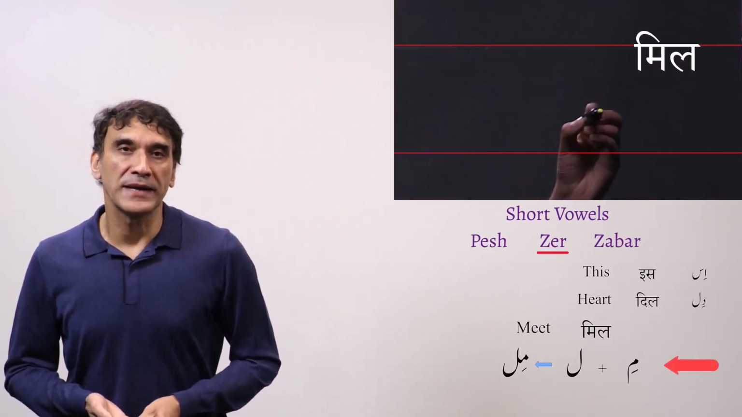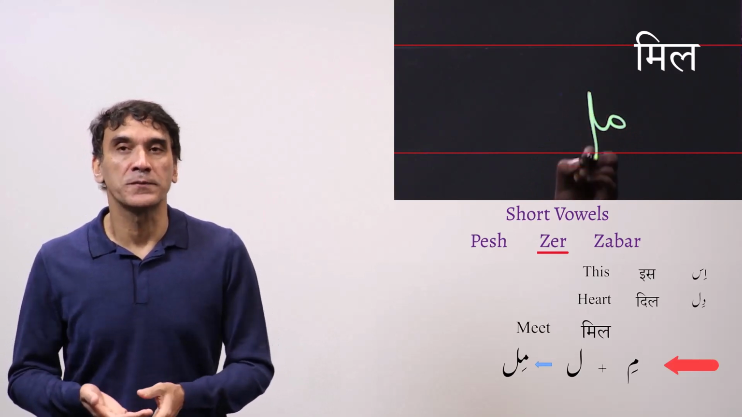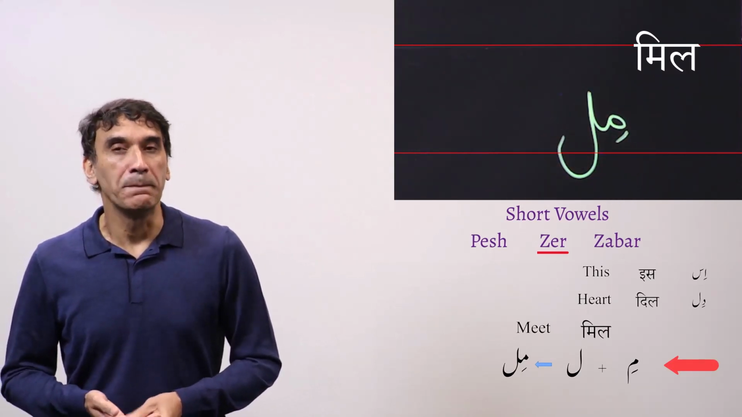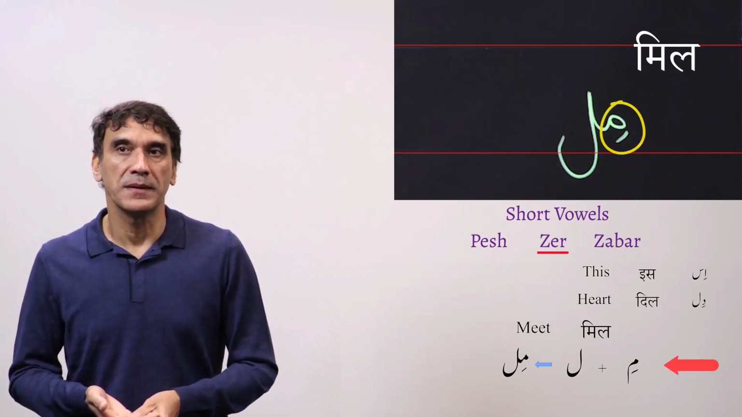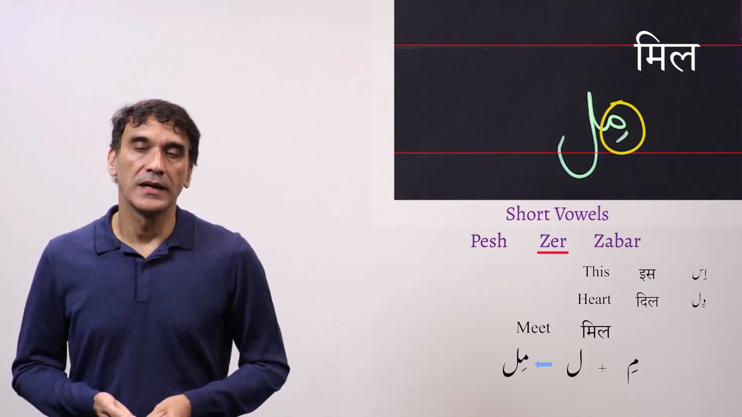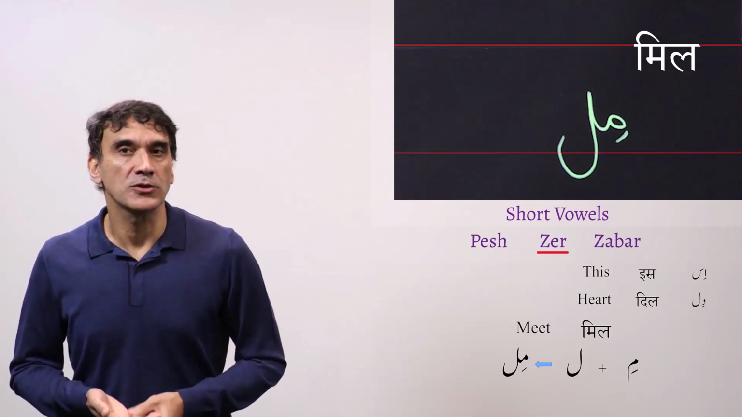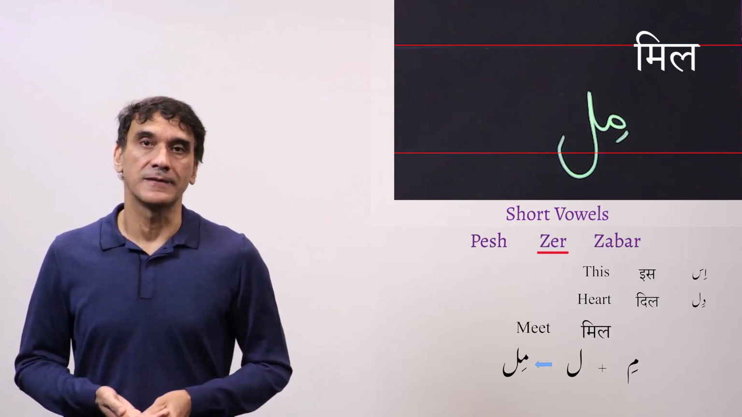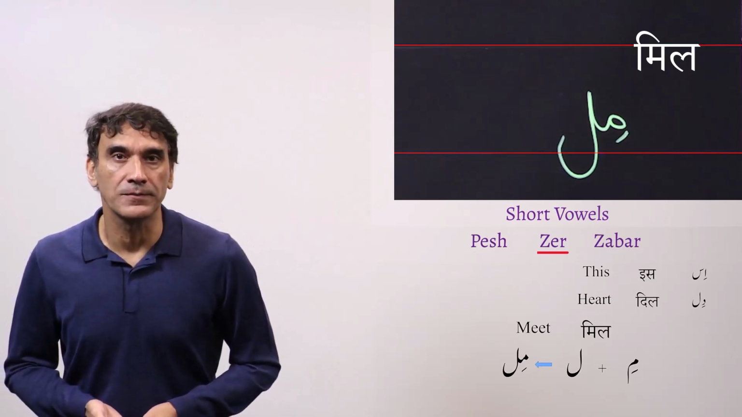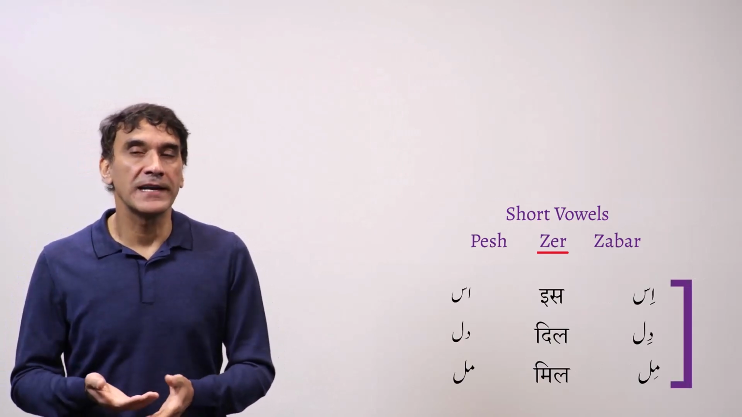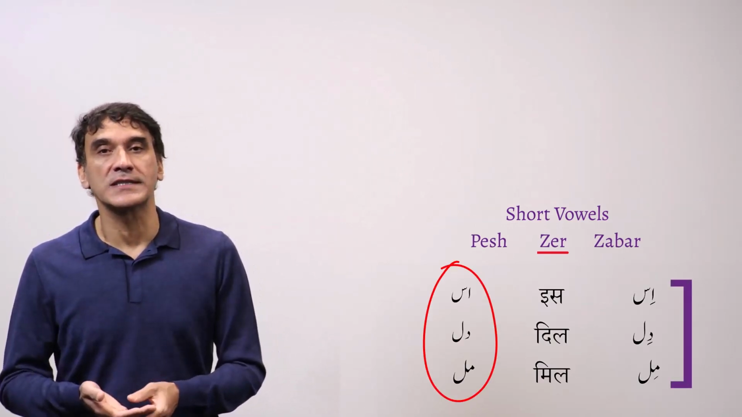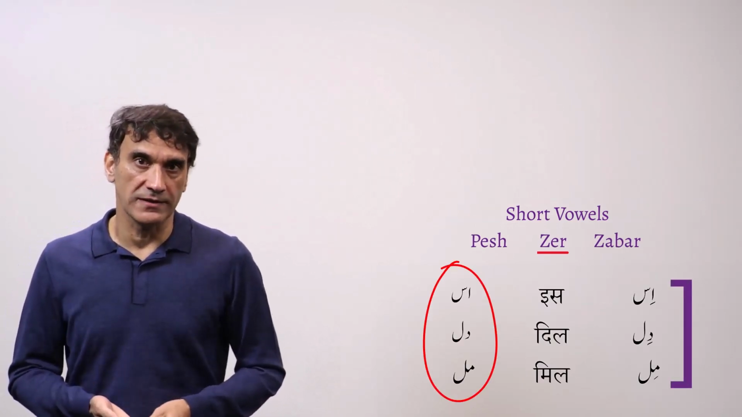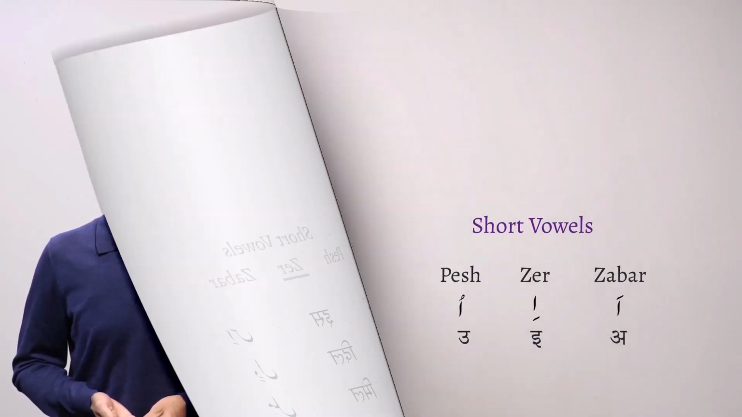The next word is Mil, meaning to meet, the root of the verb milna. So Mim Zer Mi plus Lam, Mi la, Mil. Here Mim is the first letter, so it will take the initial form and will connect to Lam, which is the last letter. So Lam will take the final form. And finally, again, keep in mind all these words are frequently written without Zer, as you can see here.